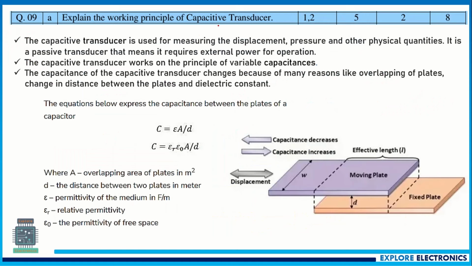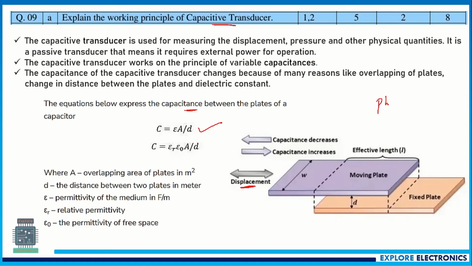Explain the working principle of capacitive transducer. The capacitive transducer is asked. First you need to write what a capacitive transducer is. Means the capacitance variation will be taken as the principle of measurement here. Because of the variation in the capacitor value, we can measure displacement, pressure or other physical quantities. So with that explanation, you need to write the equation for capacitance between the two plates, and these are the different terms, and where all these are used you need to explain.